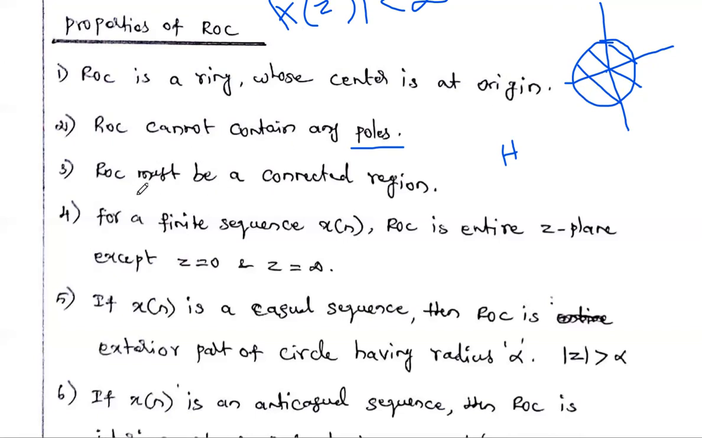Then, the ROC must be a connected region. For example, this full region is the ROC, or the outer region is the ROC. So the ROC must be a connected region, not disconnected.